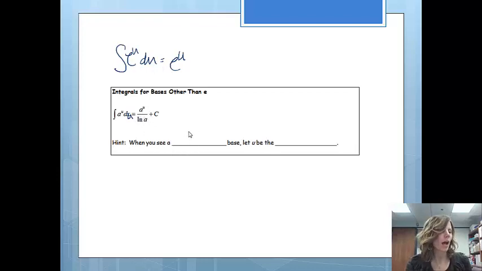One thing I want you to look for, because sometimes we just get a little bit stuck on these problems: whenever you see a constant base, whenever you see 5 to the something, 7 to the something, you're always going to let u be the exponent no matter what. So be looking for that when you're looking at these problems.